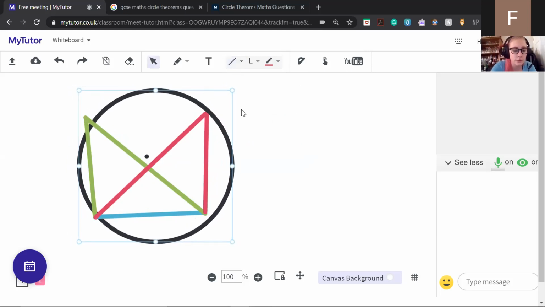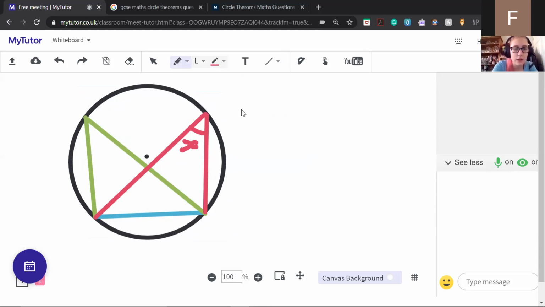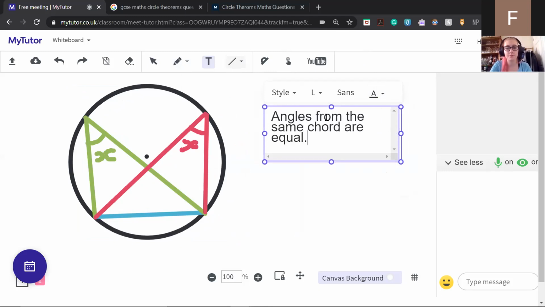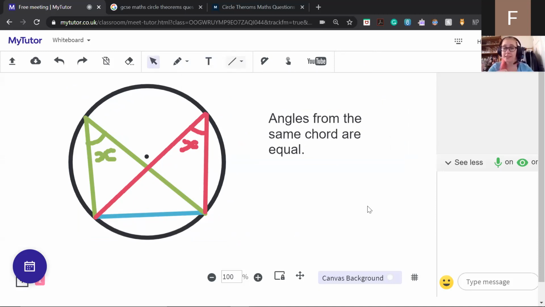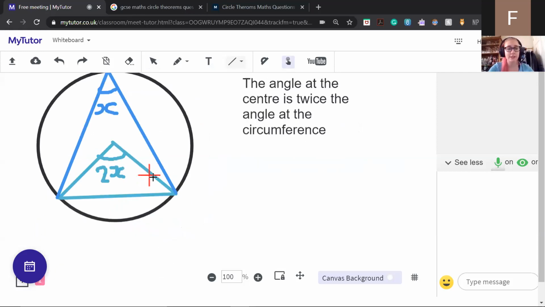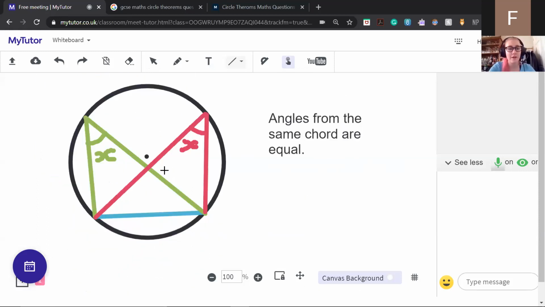Then this angle and this angle are the same. And the formal wording for this one is angles from the same chord are equal. And you can see that from the first one, because remember that we said that the angle at the center is twice the angle at the circumference wherever you draw this at the circumference. So you can see from that the proof that this does actually work. I could have drawn one here or right over here, but if they come from the same chord, then they're going to be equal.